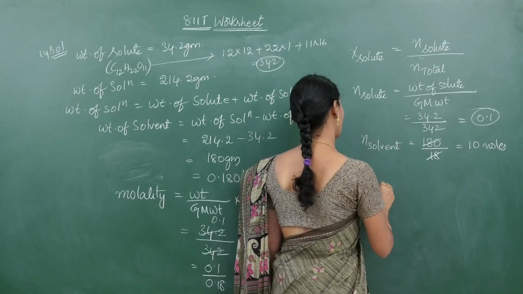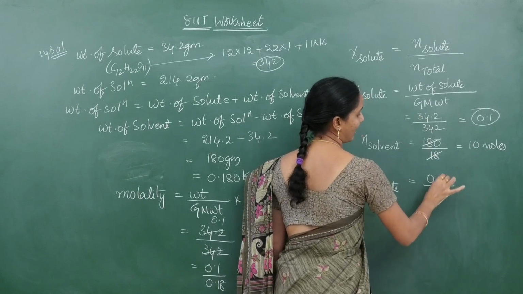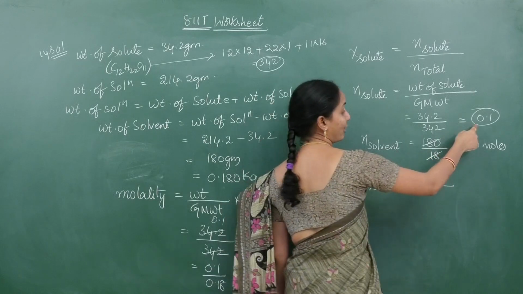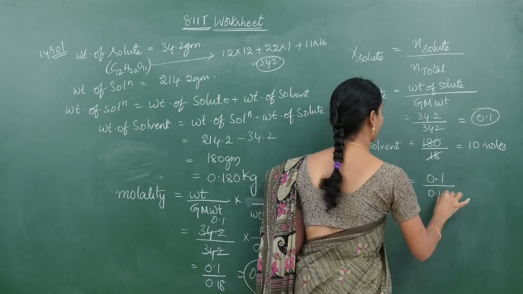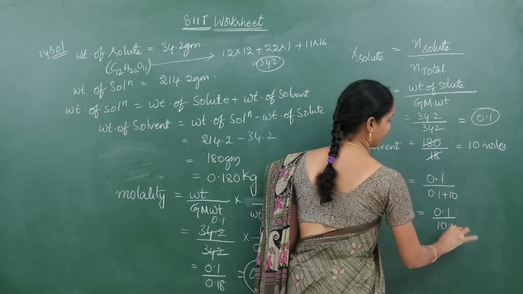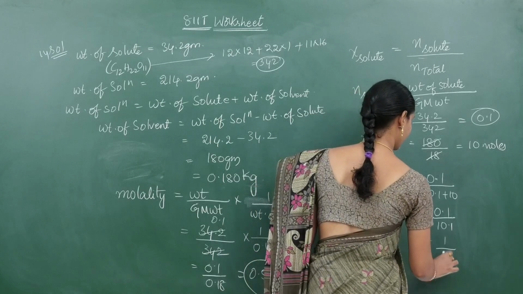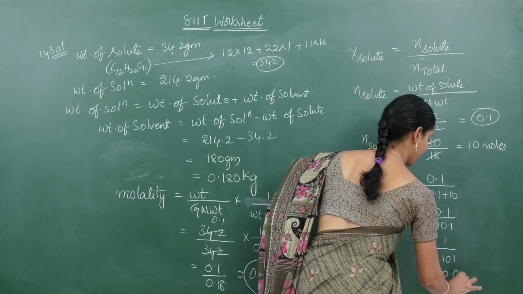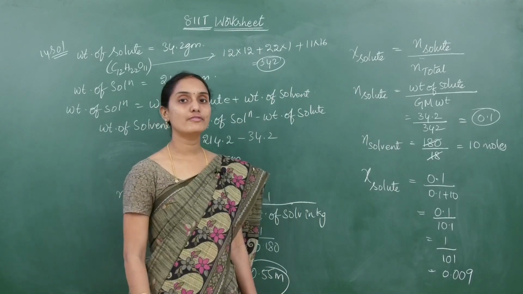So mole fraction of solute is equal to number of moles of solute, 0.1, upon total number of moles we want. Total number of moles means this plus this. So 10 plus 0.1, 0.1 plus 10. So 0.1 by 10.1. So this is equal to 1 by 101, which is equal to 0.009. This is the answer for mole fraction of solute.